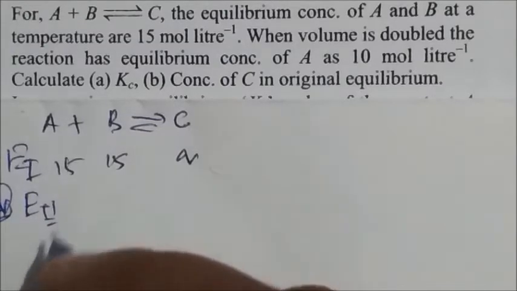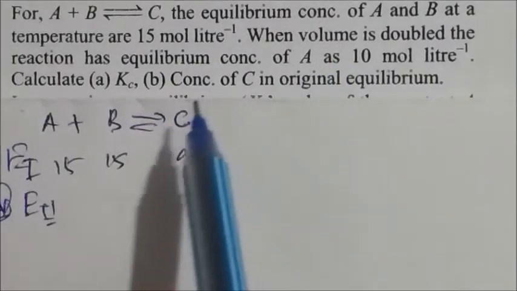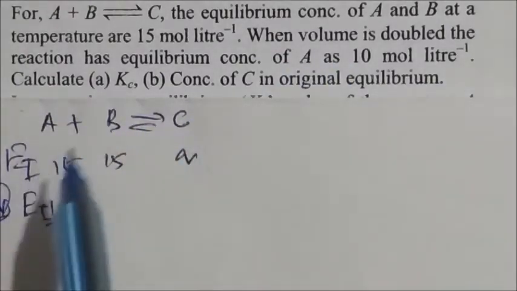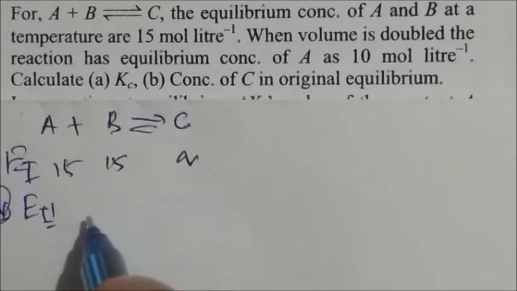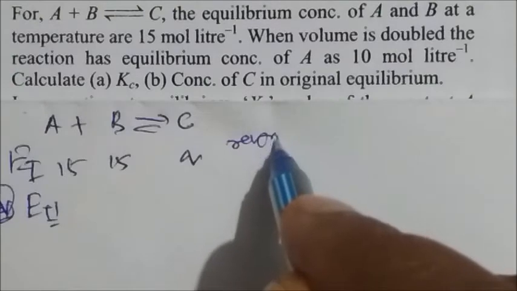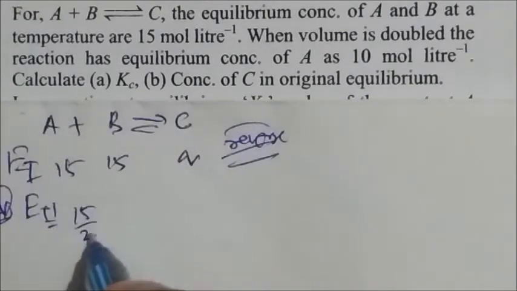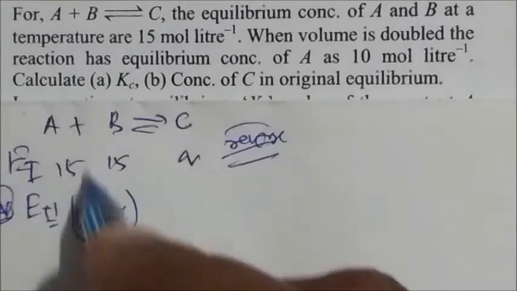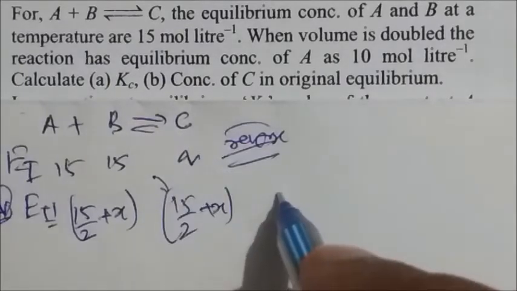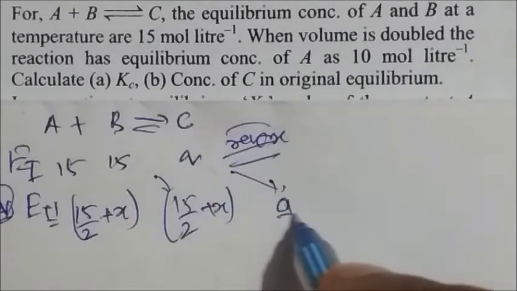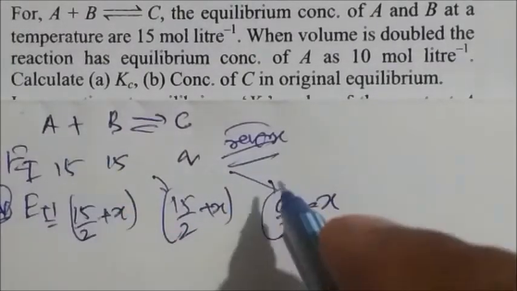On doubling the volume, what will happen? The reaction will go to the side where the concentration is more, so it will go in the backward direction. The reaction will reverse on doubling the volume. So this is 15 by 2. Previously 1 liter. Now on doubling the volume, you will get some x for A, and for this you get 15 by 2 plus x. Definitely the concentration of C will decrease by A by 2, so this is A by 2 minus x. It will decrease.